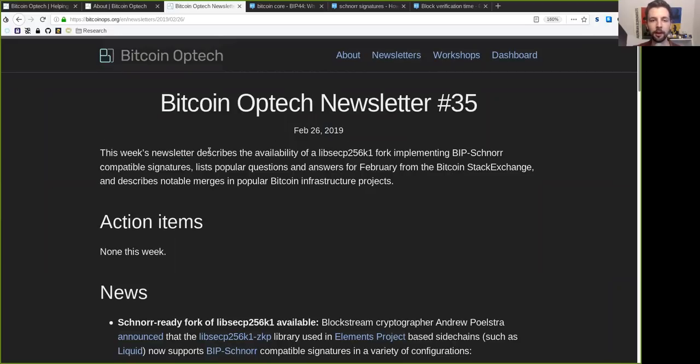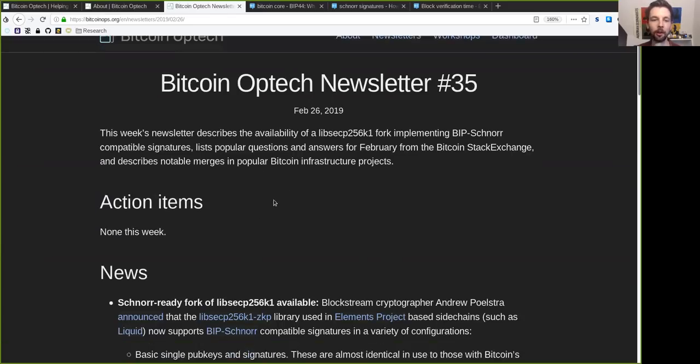This week's newsletter describes the availability of a libsecp256k1 fork implementing BIP-Schnorr compatible signatures, lists popular questions and answers for February from the Bitcoin StackExchange, and describes the usual notable merges in popular Bitcoin infrastructure projects. Action items: none this week, just HODL.